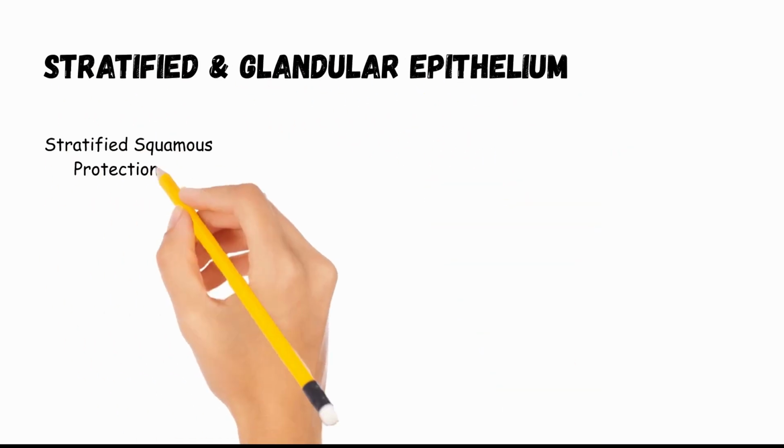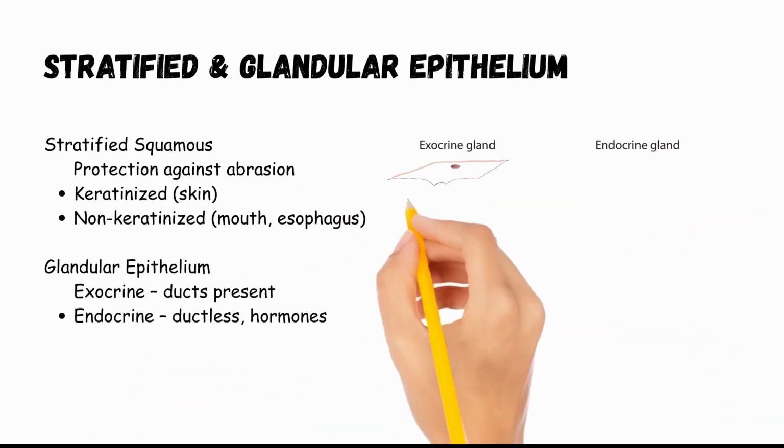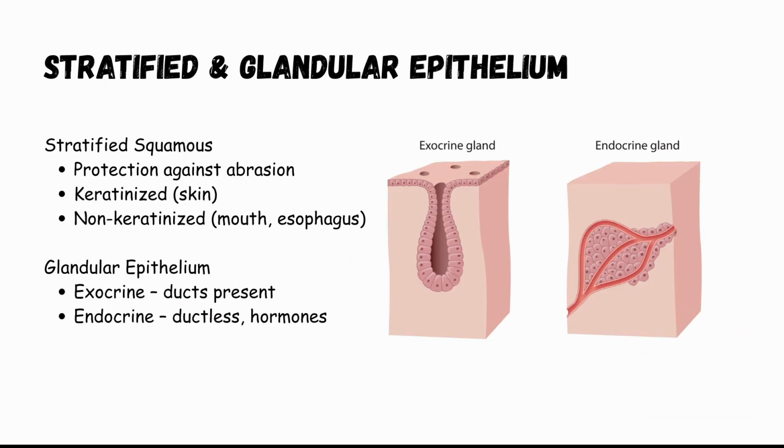Stratified epithelium consists of multiple layers of cells, which makes it strong and protective. Stratified squamous epithelium protects against mechanical stress and abrasion. It can be keratinized, as in skin, or non-keratinized, as in the mouth and esophagus. Glandular epithelium forms glands. Exocrine glands secrete through ducts. Endocrine glands release hormones directly into the bloodstream.